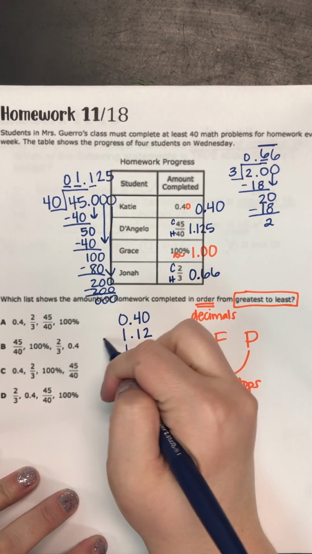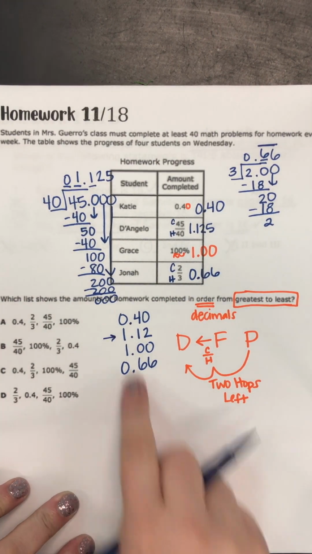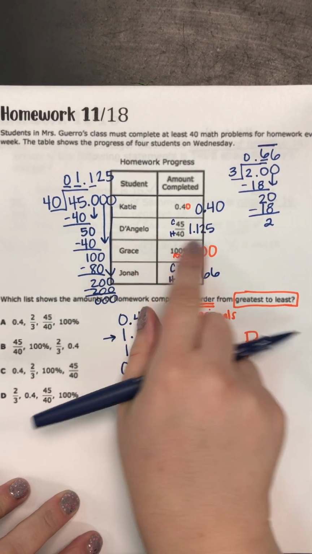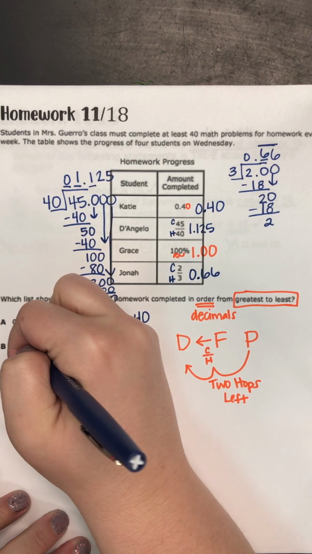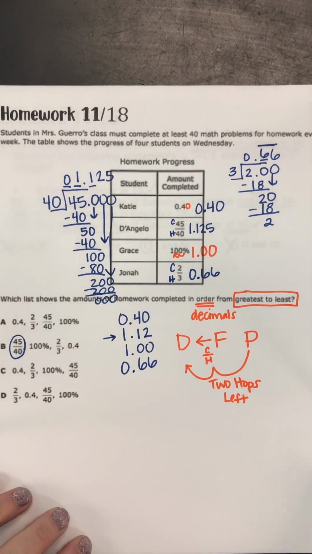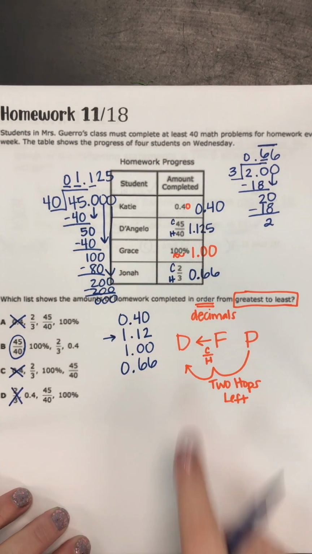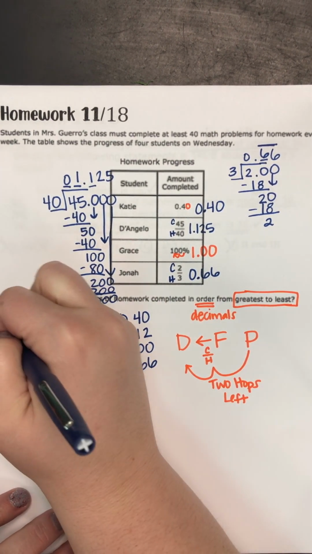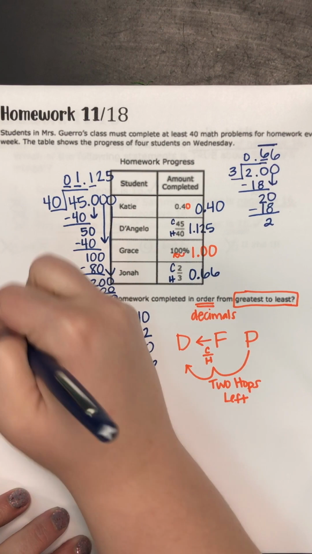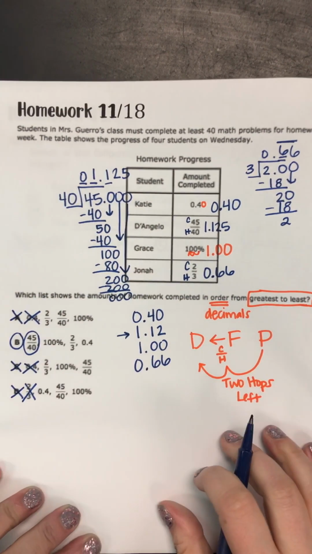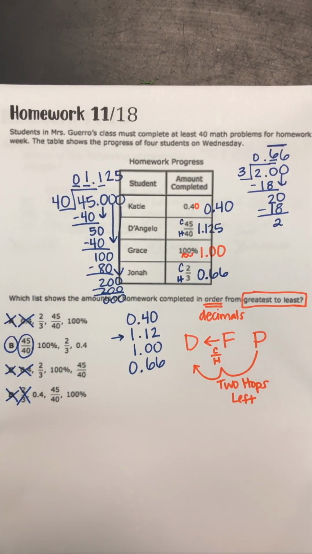So looking at all of this like money, which is the greatest amount of money? It looks like that's going to be the 1.12, which would be D'Angelo, 45 over 40. So looking at my answer choices, the only one that starts with the greatest number will be the letter B. Letter B. And that's how you solve that problem.